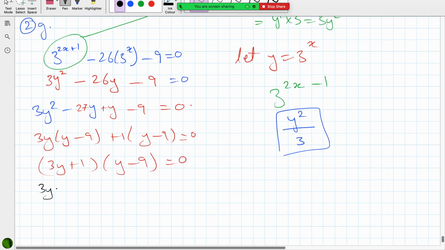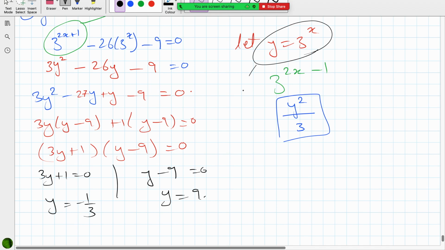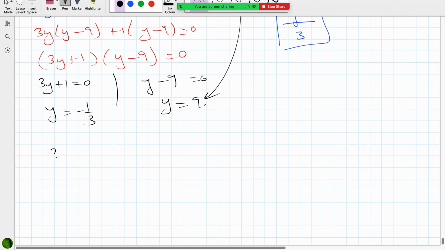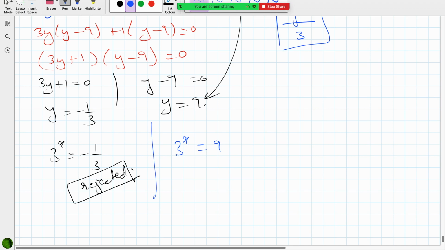So first thing is 3y plus 1 equal to 0. Second is y minus 9 is equal to 0, and y equals 9 first. Y is equal to minus 1 by 3 second. And what was y? Y was 3 raised to power x. So 3 raised to power x is equal to negative 1 by 3, rejected because it is negative. And 3 raised to power x equals 9. We can do this without log. 3 raised to power x equals 3 raised to power 2. Therefore, x is equal to 2. It is purely your choice. No matter how you do it, you will get the same answer.